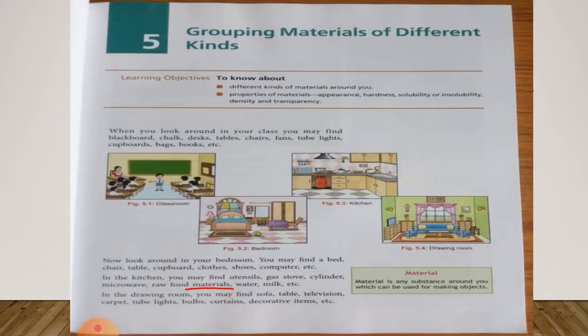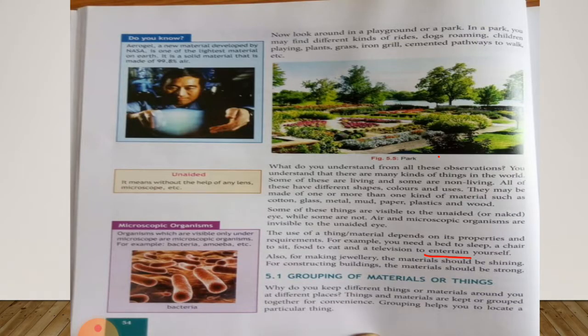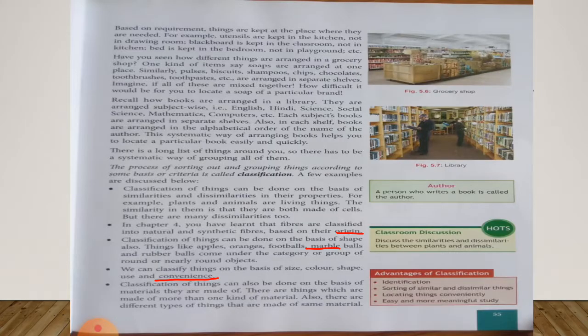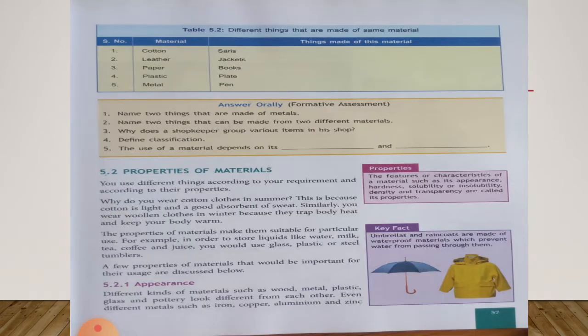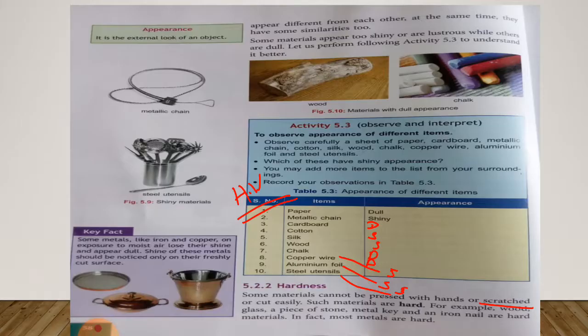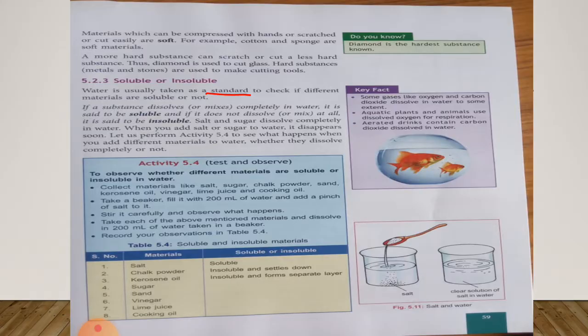In this chapter, we have seen different kinds of materials around us, grouping of materials or things, classification of materials, activity 5.1, activity 5.2, properties of materials, in which we have understood about appearance, about hardness. Activity 5.3 is added in appearance. And now in this class we are going to read about soluble or insoluble.